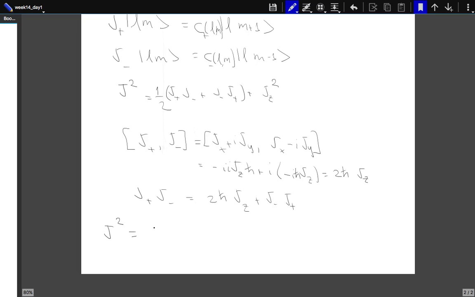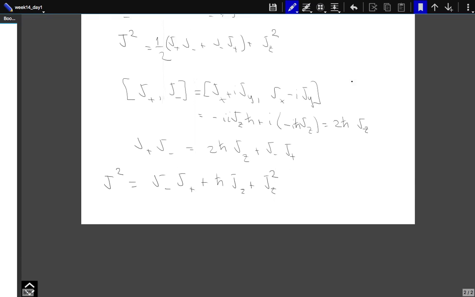Which allows me to write J squared as J minus J plus, plus h bar Jz, plus Jz squared.